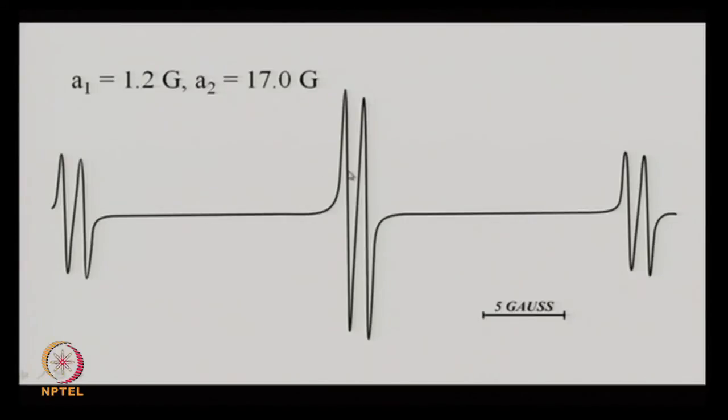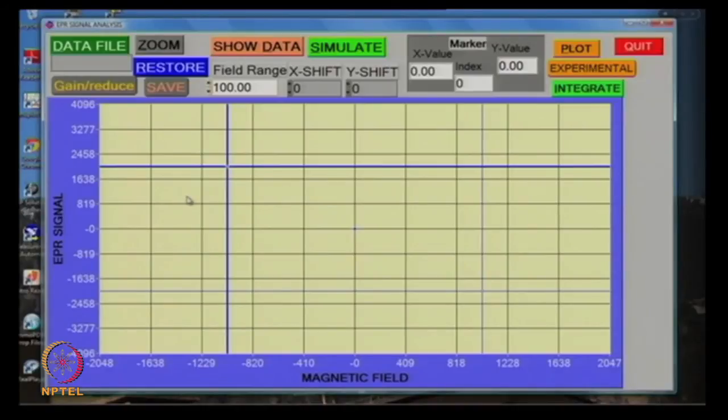So, for that we need to go to a computer program and try to analyze the spectrum using the program. Now, here is a computer program which will help us analyze the spectrum. Most commercial EPR spectrometer vendors provide their own software. One can find similar software on the internet also. This particular one is made in our own laboratory, but by and large all the programs look very similar in their operation.